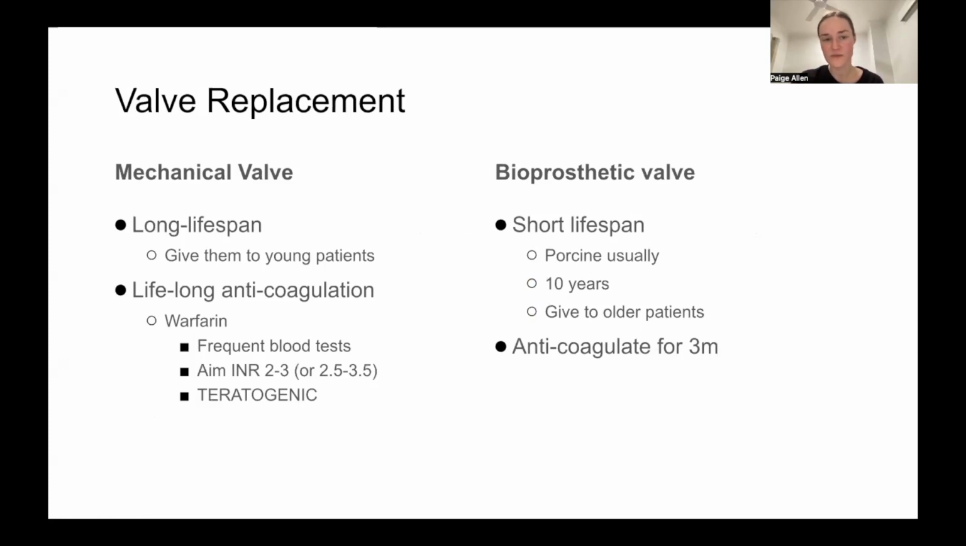You have mechanical valves, which are great for young people because they last for a very long time. But they need lifelong anticoagulation, which is not ideal. So you're going to aim for an INR of 2 to 3, or some guidelines say 2.5 to 3.5, but around there, using warfarin. The bioprosthetic valves are good because you don't need to anticoagulate as long. It's only 3 months, but they don't last quite as long.